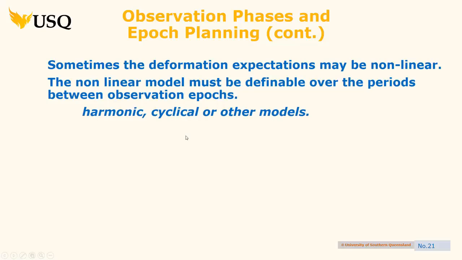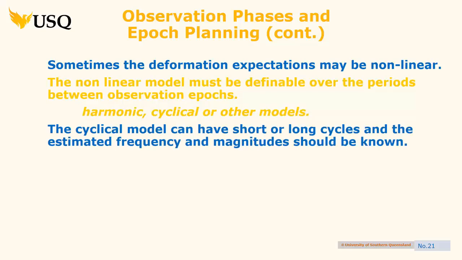Okay, the other thing is that, don't forget this, we're used to linear things. It can be non-linear, right? So harmonic, harmonic is like a sound wave. Up and down can vary. Cyclical, which is more like a sine wave, or a modified sine wave, and a whole lot of other models, right? If it's cyclical, it can have long or short cycles.